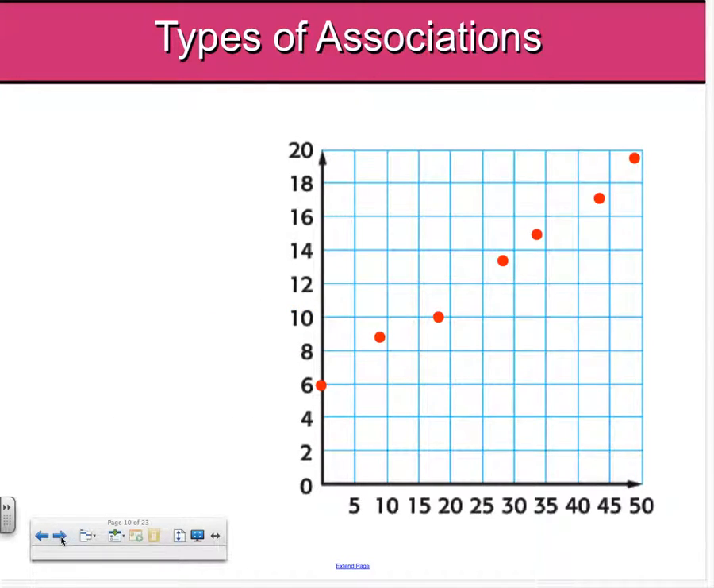This is actually the graph of the baby alligator's weight over time. What kind of association would we say this is? That's correct, Maddie. Good job. This is a positive association. We have what appears to be a trend going upward. As the weeks increase, so does the weight. And we could also say that this is a linear association.